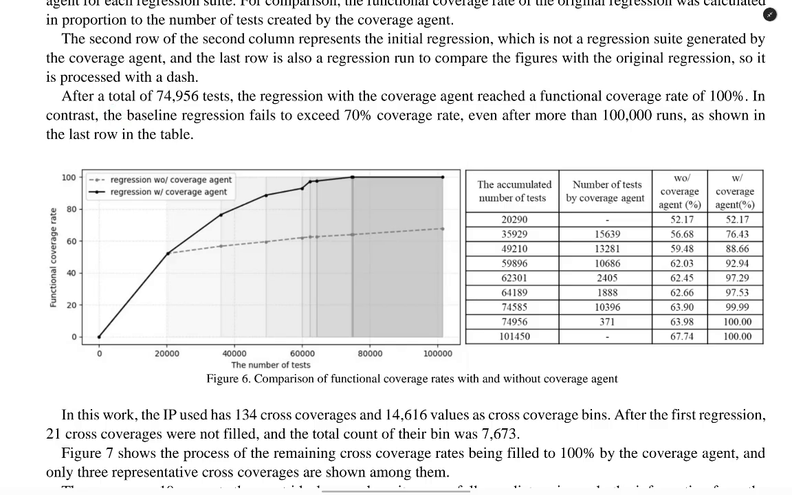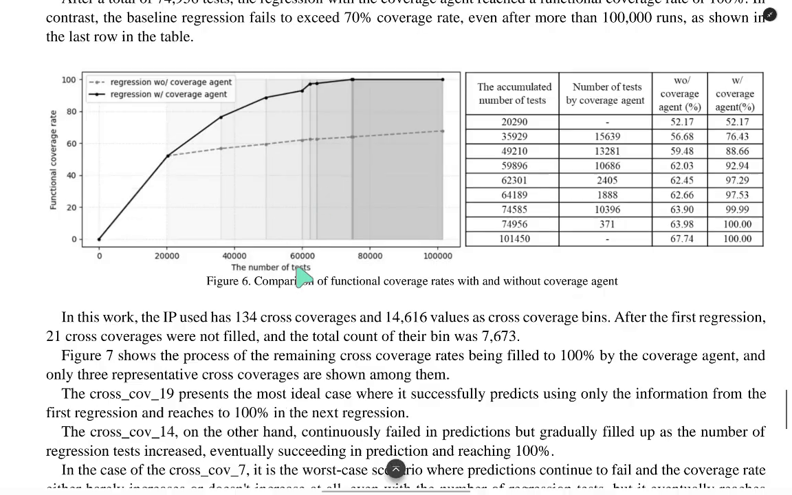After a total of 74,956 tests, the regression with the coverage agent reached a functional coverage rate of 100%. In contrast, the baseline regression failed to achieve a 70% coverage rate even after more than 100,000 runs, as shown in the last row in the table. Figure 6. Comparison of the functional coverage rate with and without a coverage agent.